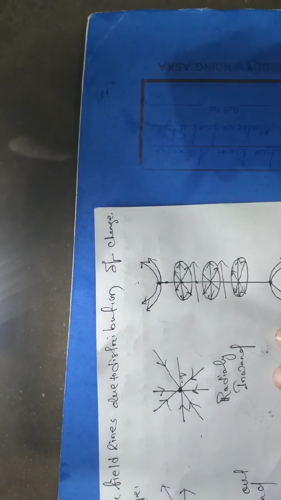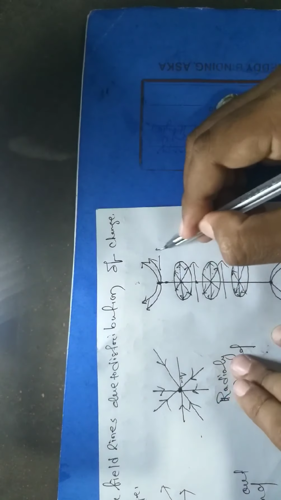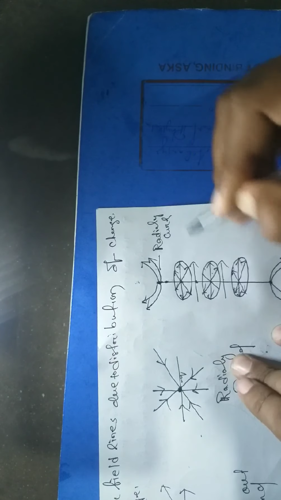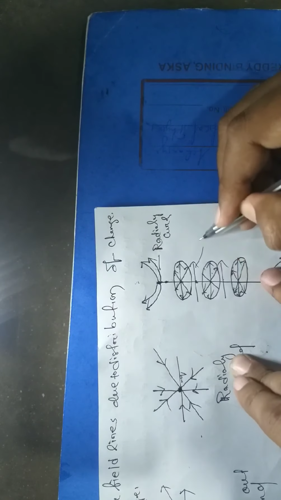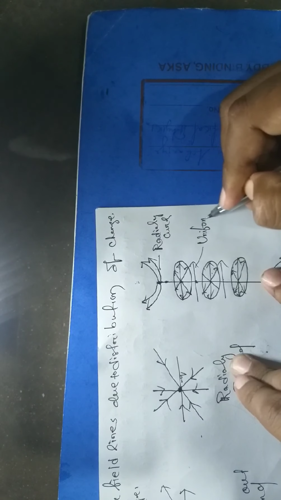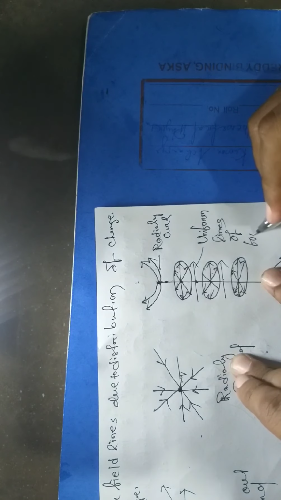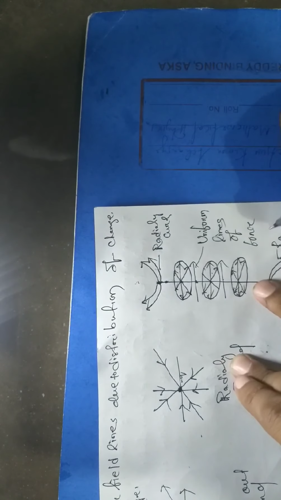The same thing happens on the below side, so that is radially curl, but they are uniform lines of force, radially curl.